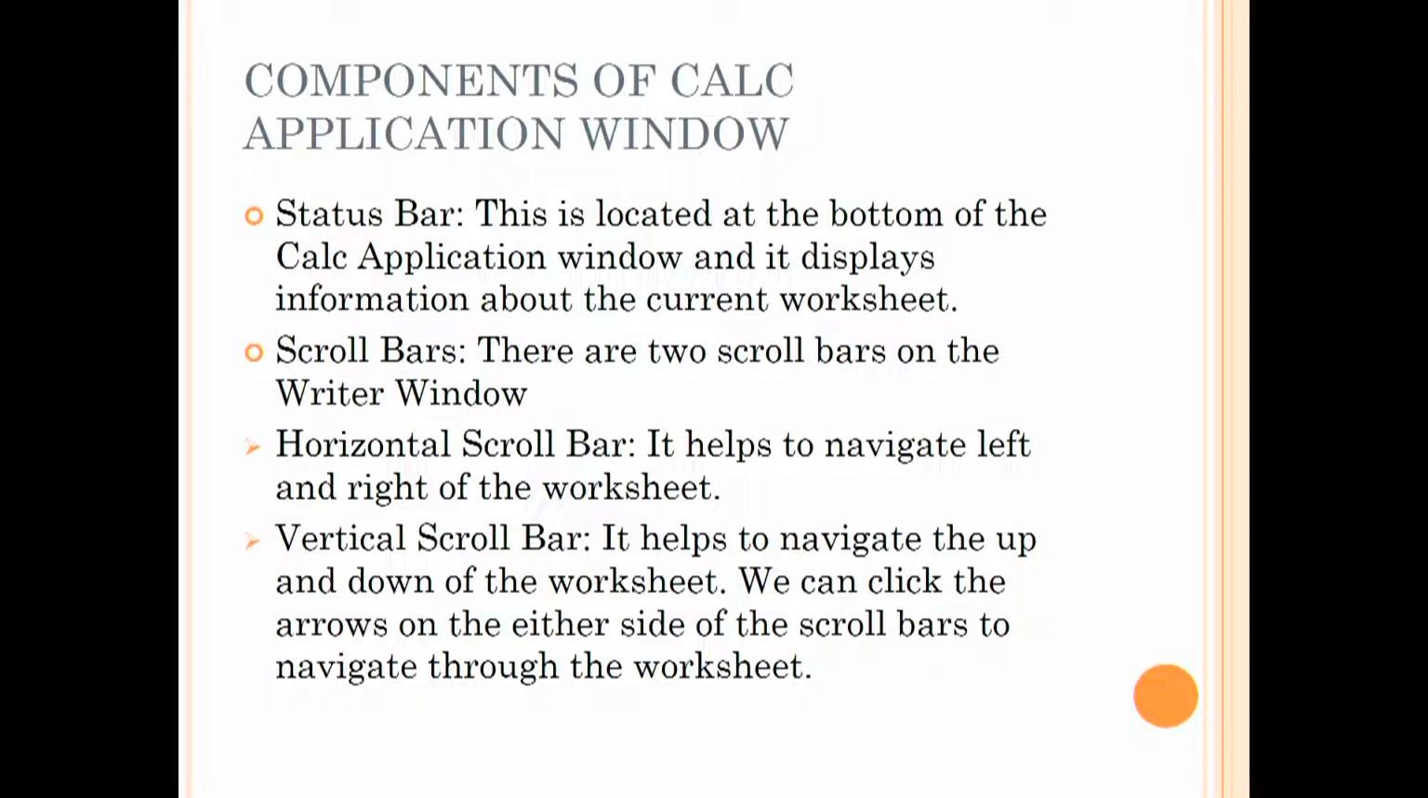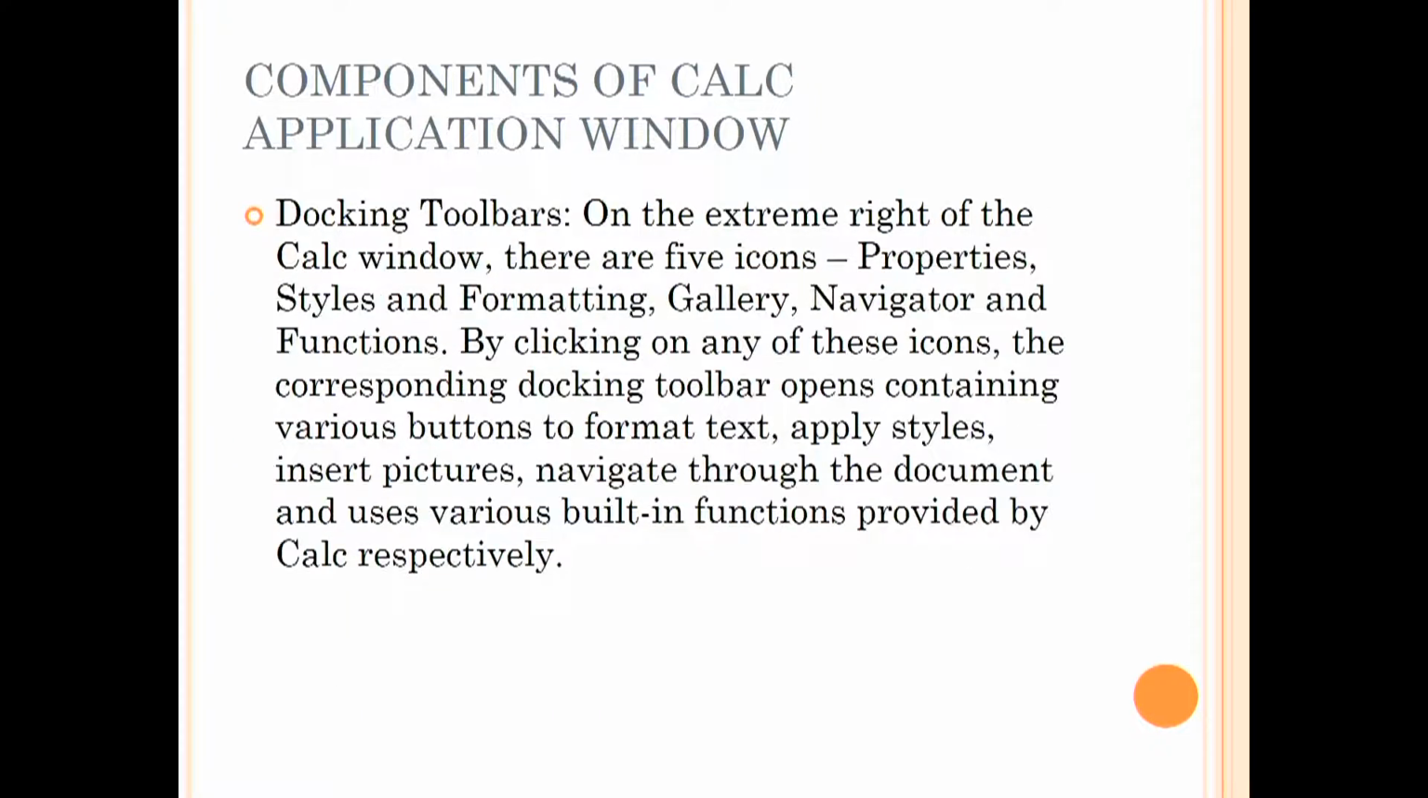Scroll bars. There are 2 scroll bars on the CALC window. One is the horizontal scroll bar and one is the vertical scroll bar. The horizontal scroll bar helps to navigate left and right of the worksheet, and the vertical scroll bar helps to navigate up and down the worksheet. We can click the arrows on either side of the scroll bars to navigate through the worksheet.